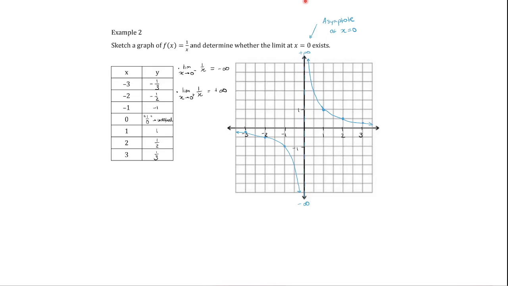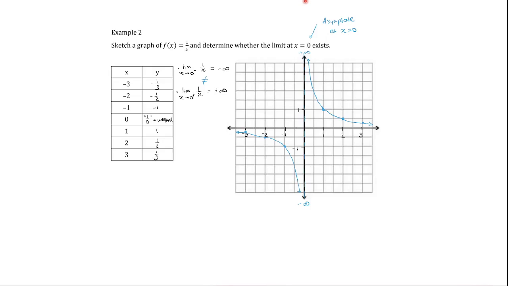Now, even though we are approaching infinity in both cases, we're not approaching the same infinity, right? From the left-hand side, we are approaching negative infinity, and from the right-hand side, we are approaching positive infinity, so that is not the same, all right?